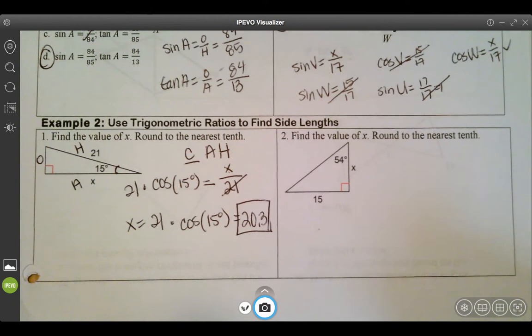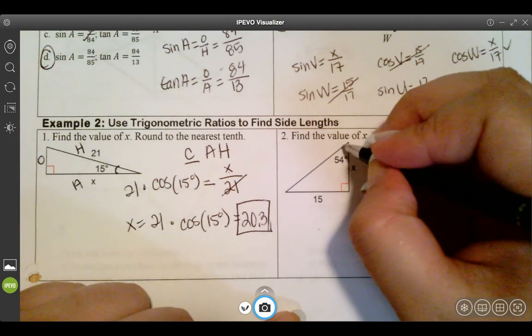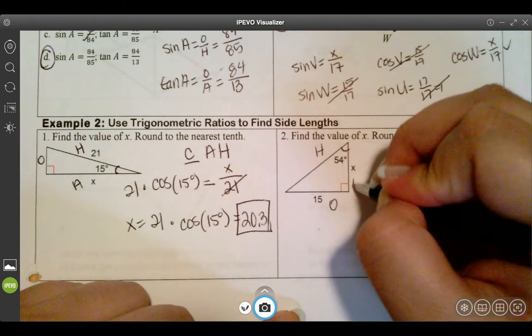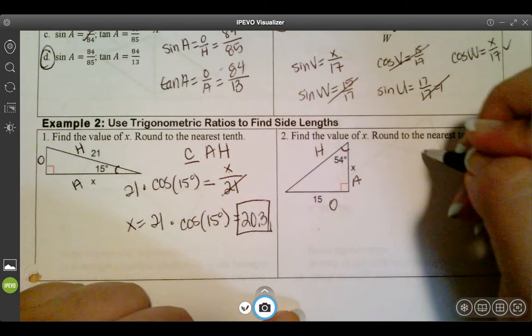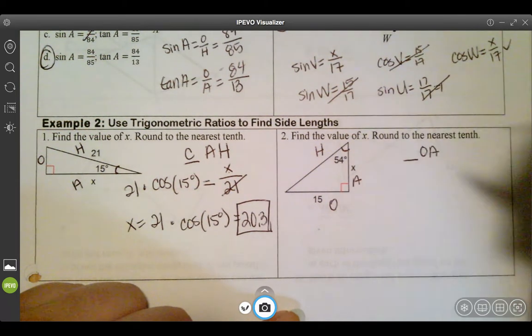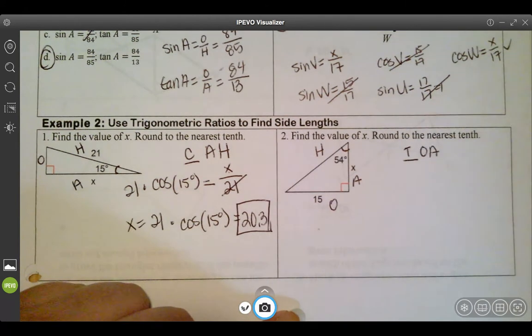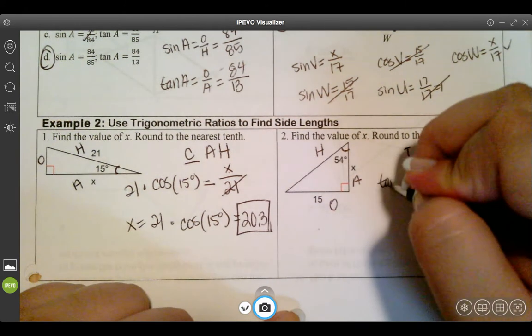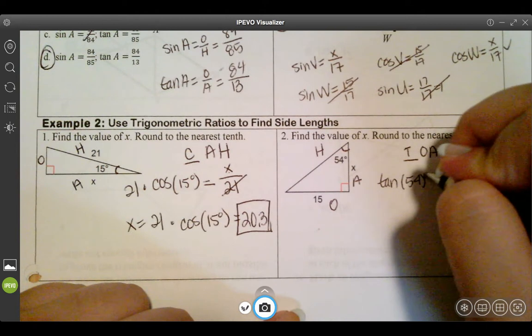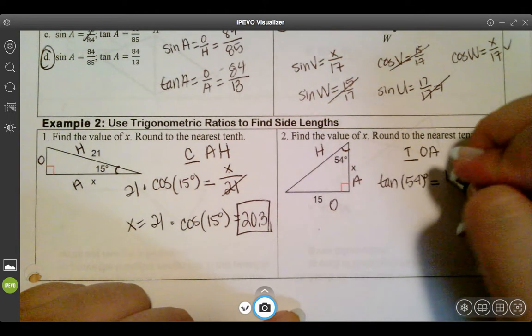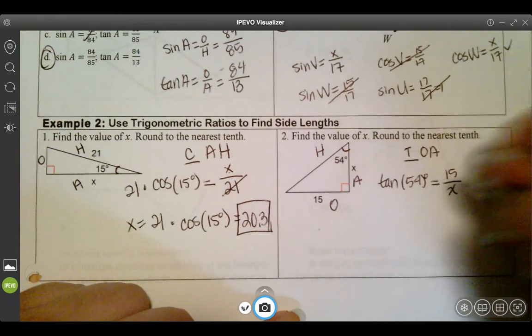For our next example, we want to do something similar. We're going to set up our ratio first. So this is the angle I'm looking at. Here's the hypotenuse, opposite, and adjacent. Now I want one that uses opposite and adjacent. So the SOH CAH TOA, that's going to be tangent. So we set up tangent of 54 degrees equals opposite, 15, over adjacent is x.